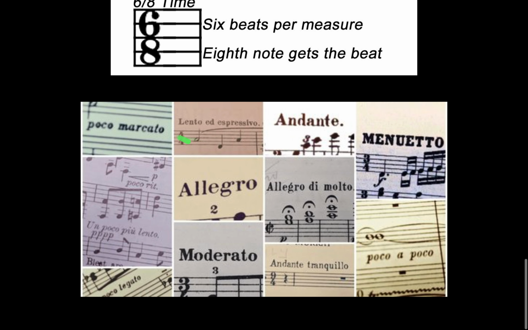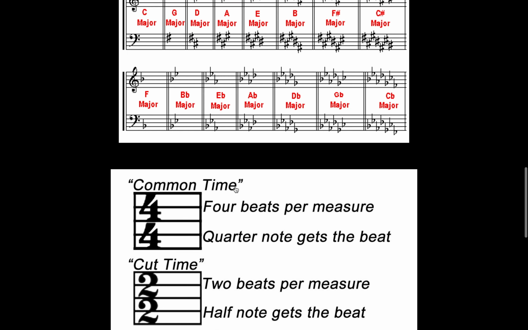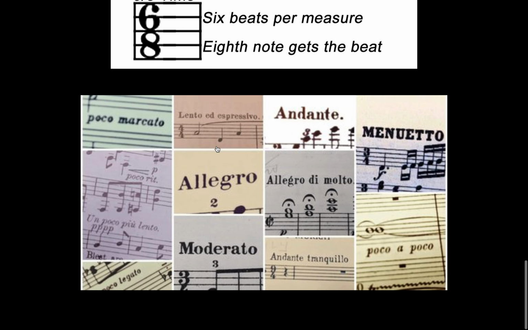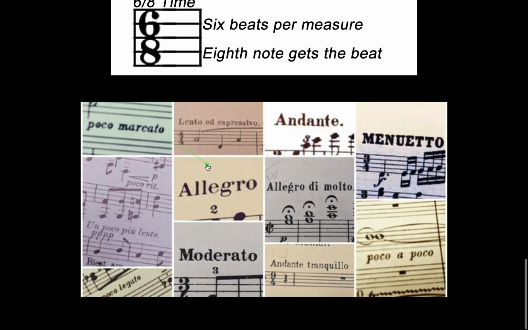Now here are some terms that you might need to learn. Let's see if there are any terms up there. There are no terms here, but normally you would see these expression markings telling you how to play your music. Allegro means around 120 beats per minute. So 120 beats per minute means 2 beats per second. Now here, this is walking speed, andante. Here is allegro, same here. Minuetto, poco a poco, andante tranquillo, moderato.